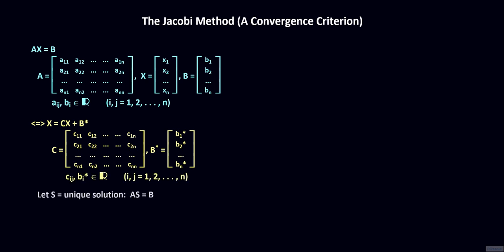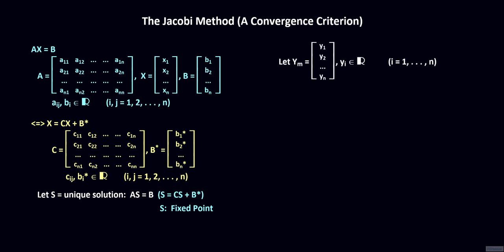We suppose that S is the unique vector solution of the matrix equation. And so the vector S should be equal to C times S plus b star, so that S is a fixed point of the Jacobi method. Let uppercase Y sub m be the estimate for S obtained at the mth iteration of the Jacobi recursion. Then the Jacobi method's next estimate, Y sub m plus 1, is equal to C times Y sub m plus b star.